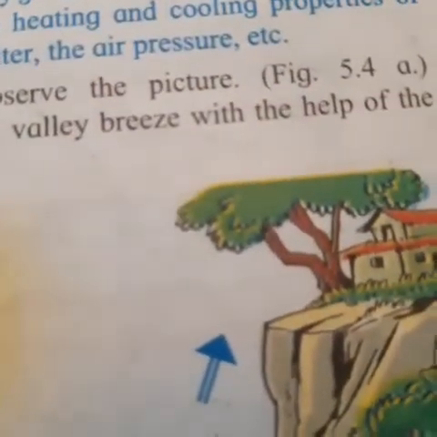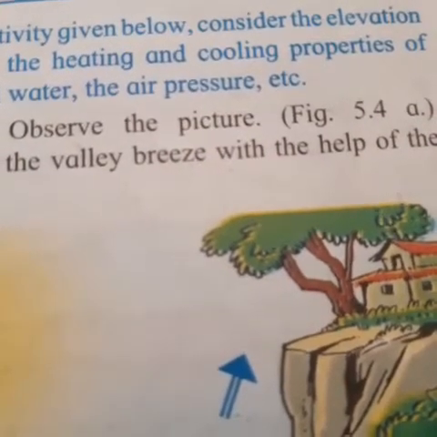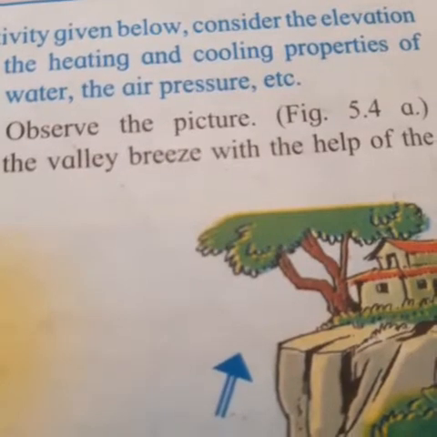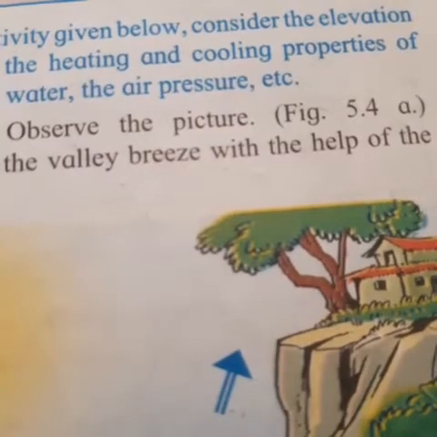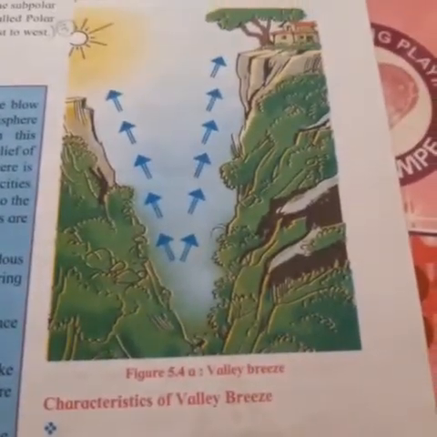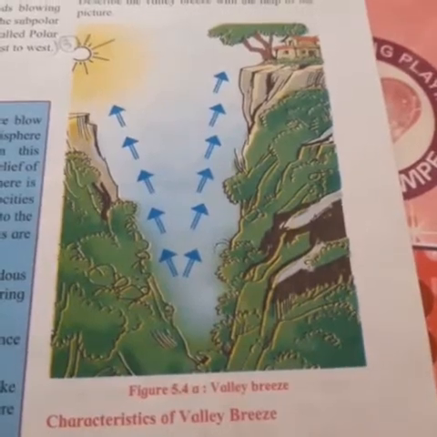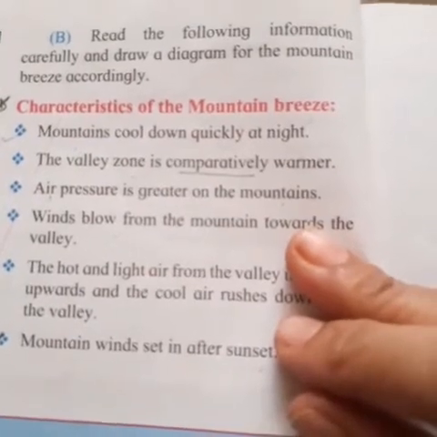Now over here, local winds. In the paragraph they have explained that the winds that blow for a short period of time over a limited area are known as local winds, and these affect the climate of the region where they blow. Now they have given this valley. In the valley side, how the breeze direction is happening. They have given: read the following information carefully and draw a diagram of the mountain breeze accordingly.